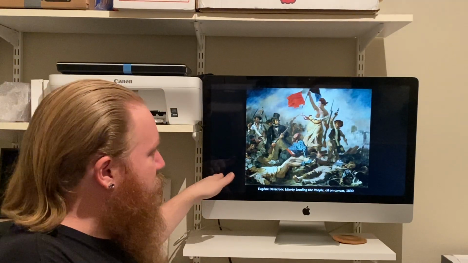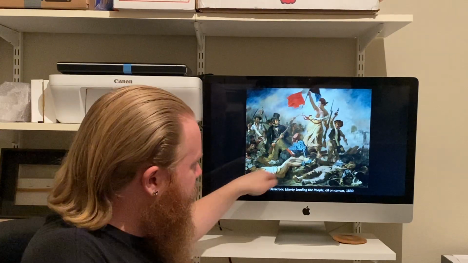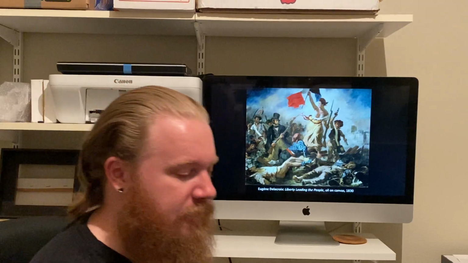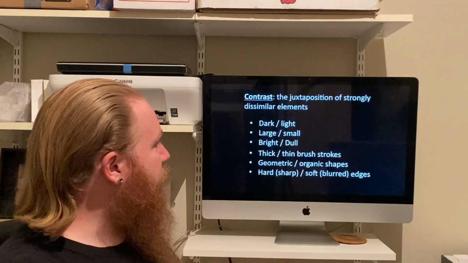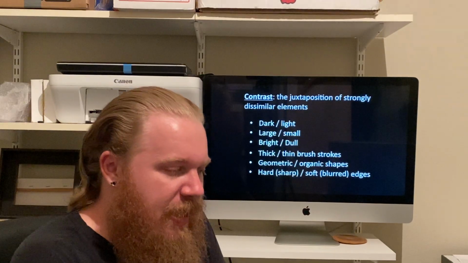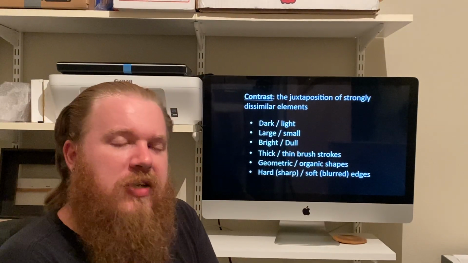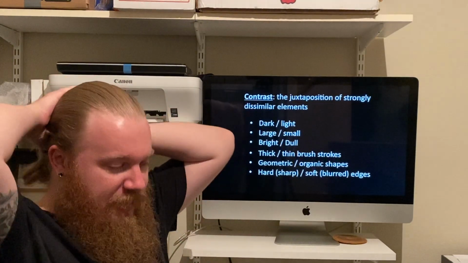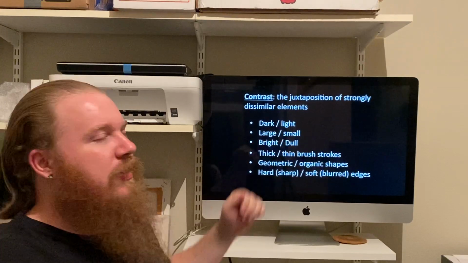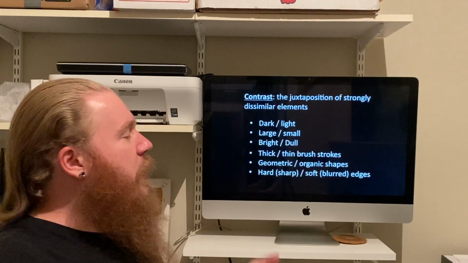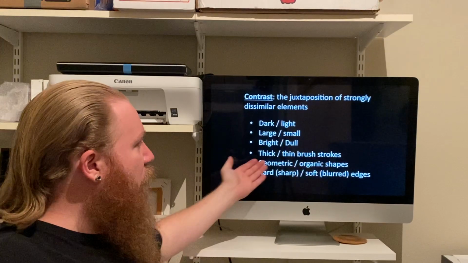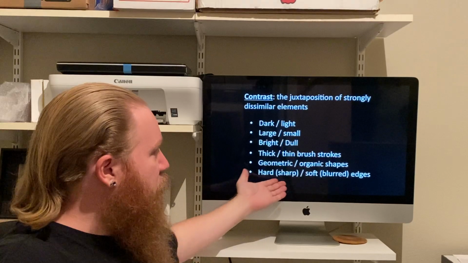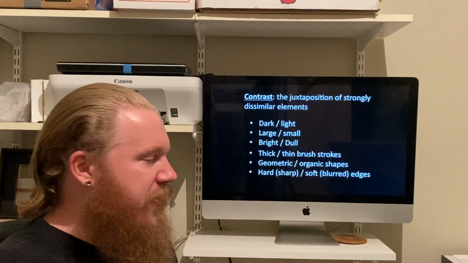And our directional forces would be, once again, these diagonal thrusts that are leading us up into our focal point on Liberty herself. Now, aside from that, we also have contrast, and this is referring to the juxtaposition of strongly dissimilar elements. And so we can have a variety of different kinds of contrast. We can have things like dark and light, such as our chiaroscuro. We can also have large and small, bright and dull, thick and thin brush strokes, geometric versus organic shapes, or hard, sharp, soft, blurred edges, things like this.